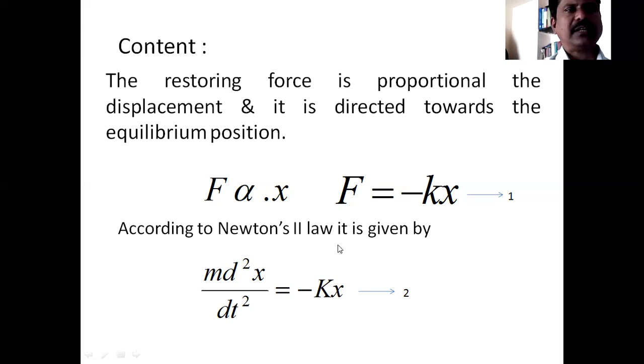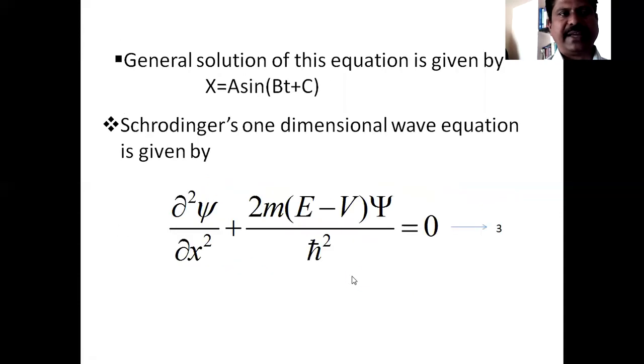According to Newton's second law of motion, F is m times a, and the acceleration a is d²x/dt². So F equals m d²x/dt², which equals -kx. So m d²x/dt² = -kx.